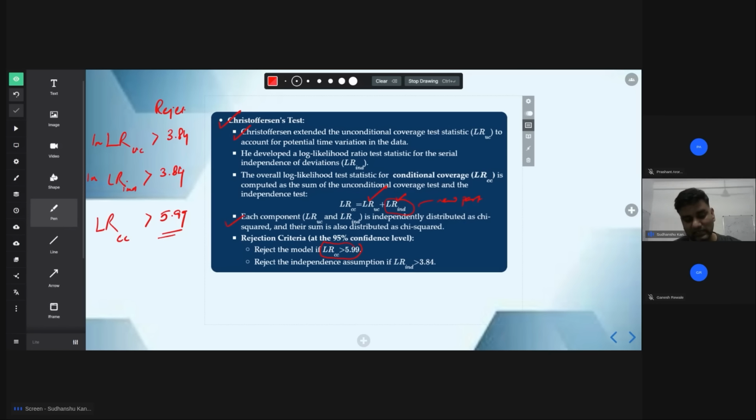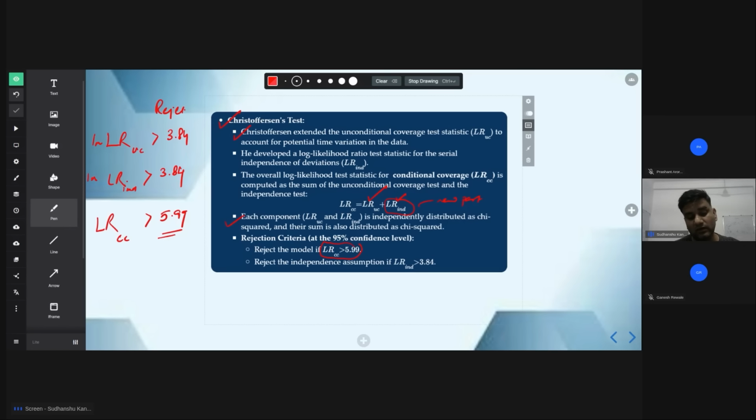Overall, please understand very clearly: for unconditional coverage, we have the POF test, which checks the correct number of exceptions, and you reject if LRUC is greater than 3.84, with 1 degree of freedom. The independence test is Christoffersen's independence test, where you check whether exceptions are random or not. It is given by LRIND, and you reject if the value is greater than 3.84. Chi-squared degrees of freedom is 1.